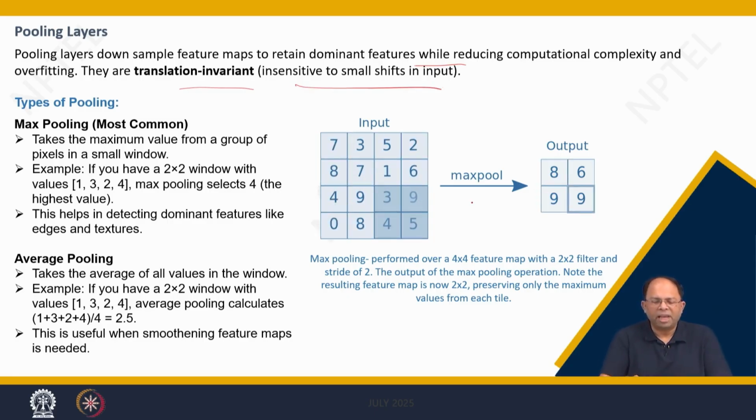Over here you can see the max pooling function, and it is performed over a 4x4 feature map with a 2x2 filter and stride of 2. And the output of max pooling operations, you can see that after the max pooling, we have taken the maximum value from each one of these. So this becomes 8, then this becomes 6, and this becomes 9, and also this becomes 9. So here we are keeping the maximum value, but we can also go for average pooling, where we can take the average of the entire window and then we can also store it.